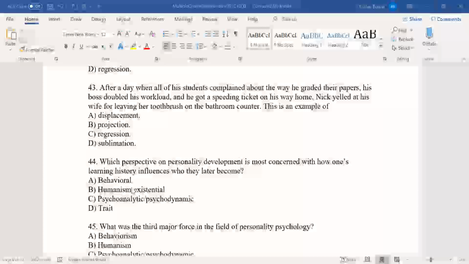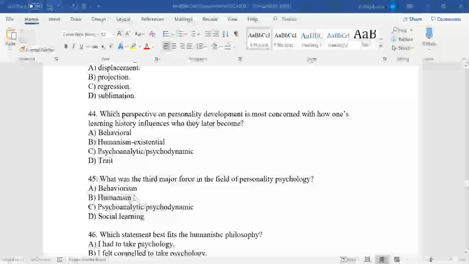Okay, so 43. According to Freud, defense mechanisms are unconscious attempts to minimize feelings of A, denial, B, anxiety, C, repression, or D, regression. Right. Yes, the answer is B. Defense mechanisms are unconscious attempts to minimize feelings of anxiety.